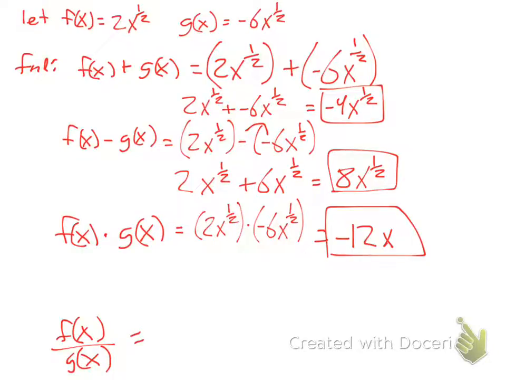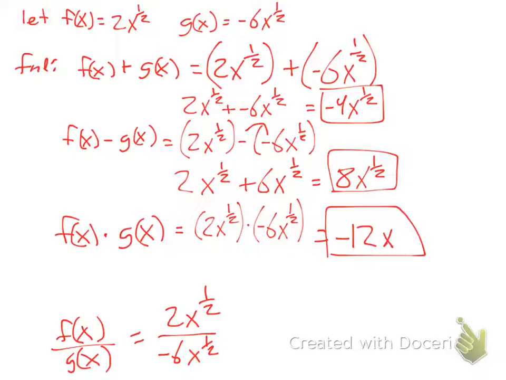The last one's using parentheses. We're going to divide them: 2x to the 1/2 over negative 6x to the 1/2. The nice thing about dividing is that technically the division symbol itself can act like the grouping symbols. So I'm not going to clutter these ones up with the extra set of parentheses, but I still can reduce them. I simplify them. I have an x on top and an x on the bottom.